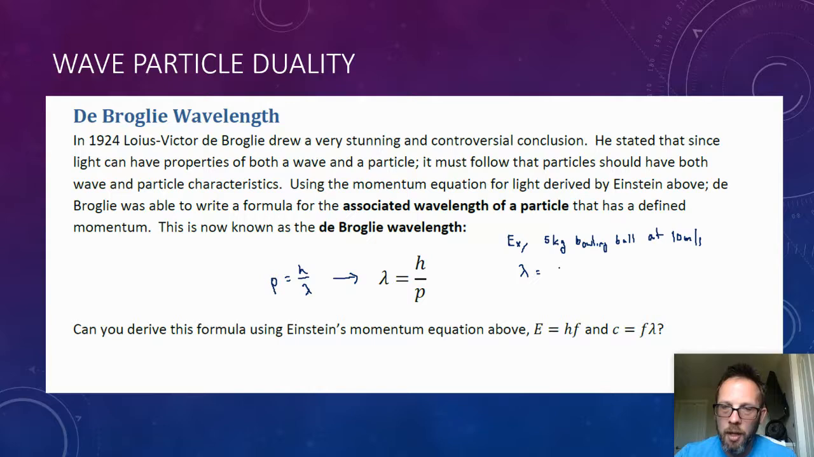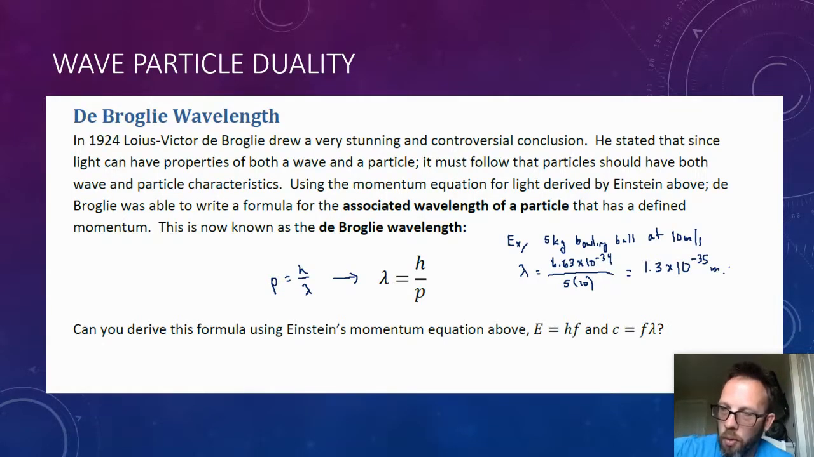And here's why. The de Broglie wavelength would be 6.63 times 10 to the minus 34, that's Planck's constant, divided by its momentum, which is just 5 times 10. How small is that going to be, right? You're dividing 6.63 times 10 to the minus 34 by 50. You're hardly even changing that number. You get about 1.3 times 10 to the minus 35 meters.